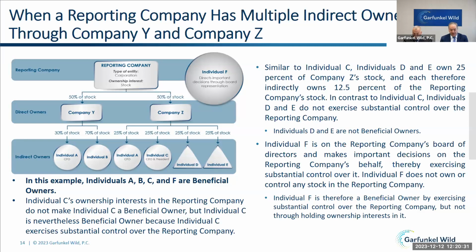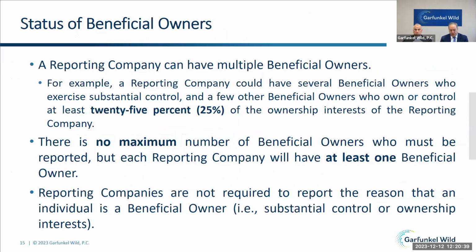Okay, as Steve was saying, the company can have multiple beneficial owners. Several of them can exercise substantial control. A few others can have at least 25%. As I was just mentioning, there's no maximum number, but each reporting company will have at least one beneficial owner. And reporting companies aren't required to report the reason that an individual is a beneficial owner, whether it's substantial control or ownership.